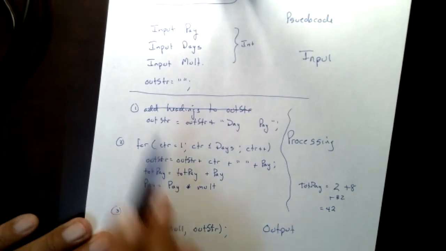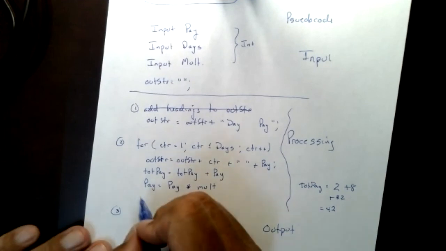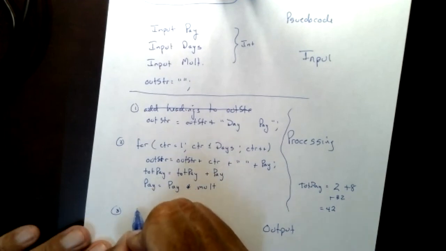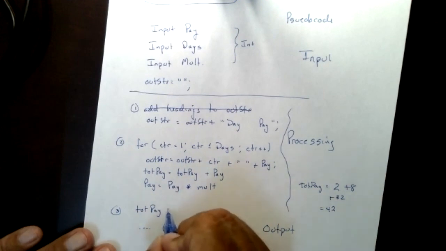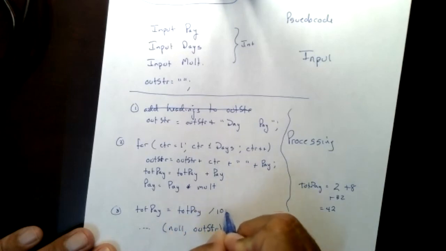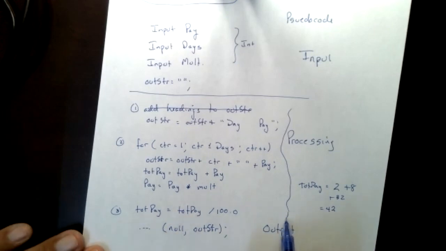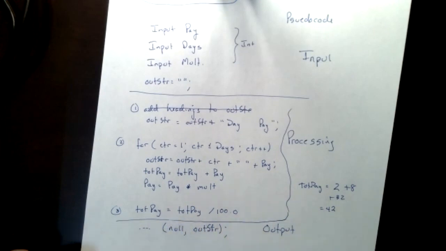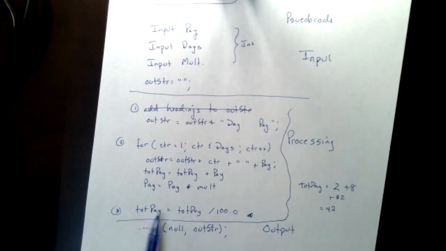But remember, with my total pay, what did I want? Well, I wanted it as a decimal. So one of the things I'll do outside my loop is I'll say, okay, total pay equals total pay divided by 100. So I can turn it into that. And then before I get to my output, this is still in my processing. Sorry, I ran out of room. But I'd like to have one more line in there to add this total pay to that output.